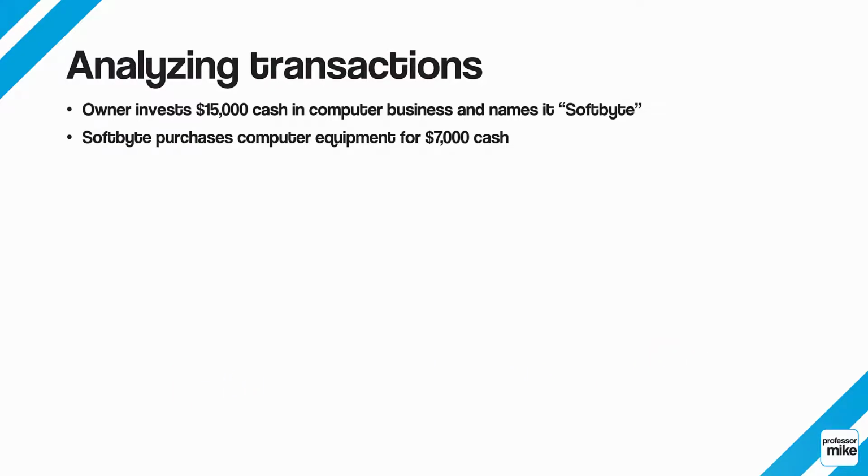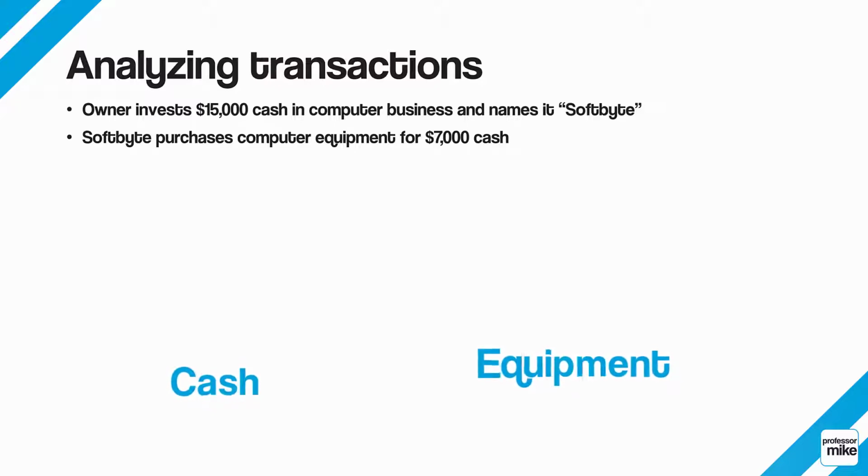Next up, the company purchases some computer equipment for $7,000 in cash. Again, we see that word cash. So first, is this a business transaction? Absolutely. Which accounts are being affected? Well, cash is one of them, right? And what other account? Well, it's computer equipment, so we could call it computer equipment or equipment.